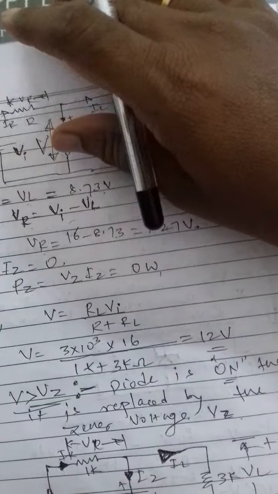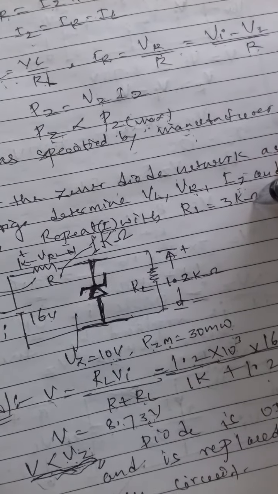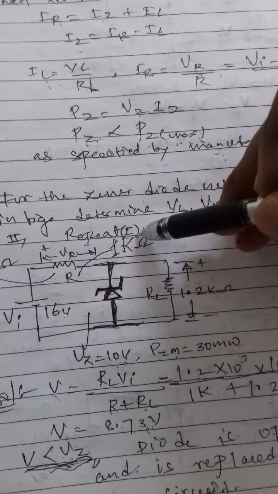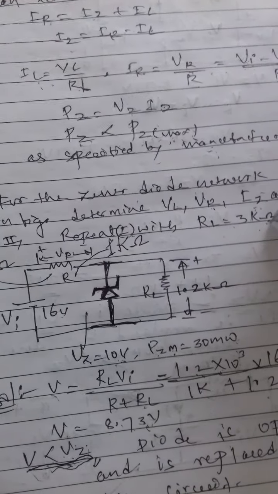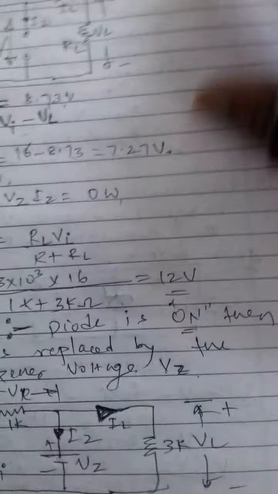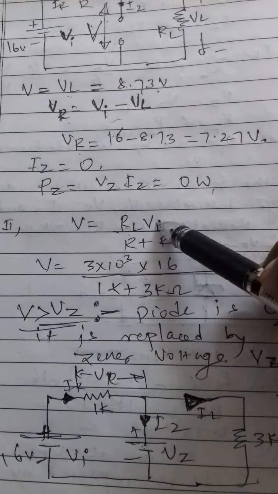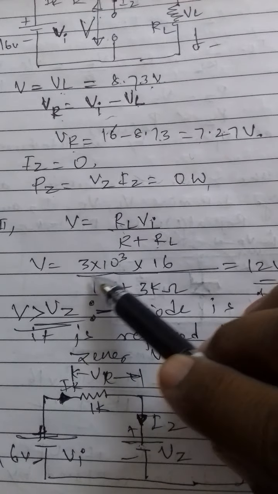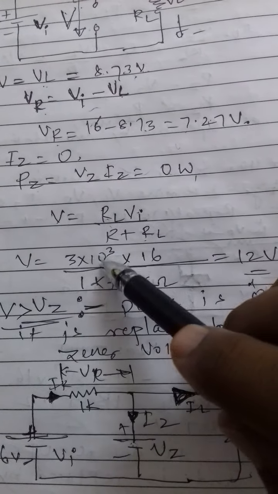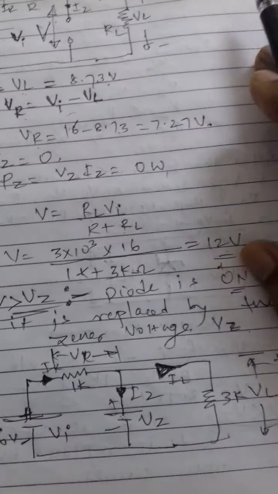Now the second condition: repeat the first part with the load resistance equal to 3 kilo ohms. Here, if the load resistance is 3 kilo ohms, V is equal to RL Vi upon R plus RL, that is 3 into 10 raised to 3 into 16 upon 1K plus 3K, which is equal to 12 volts.